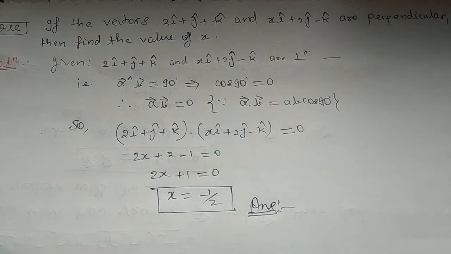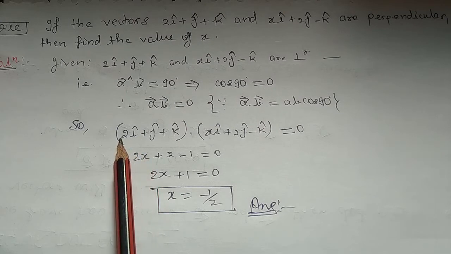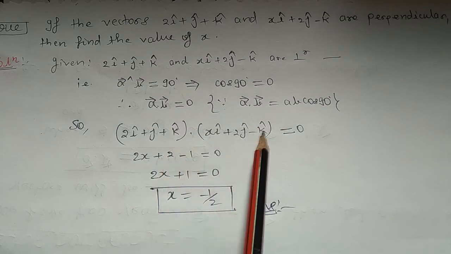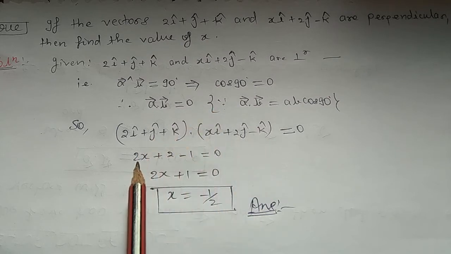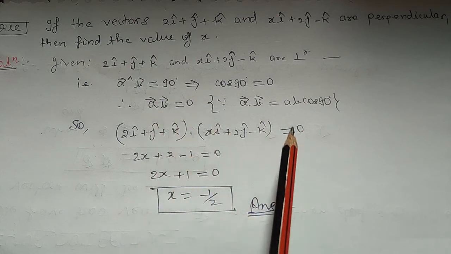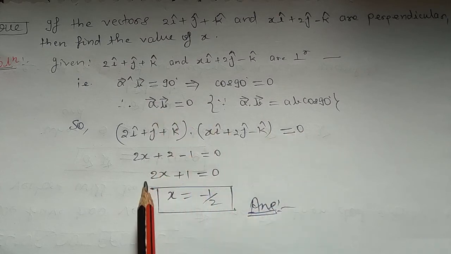Now, since this is the dot product of two vectors, this will become 2x plus 1 into 2 is equal to 2, and 1 into minus 1 is equal to minus 1. So 2x plus 2 minus 1 is equal to 0, because a dot b is equal to 0. So this will become 2x plus 1 is equal to 0. So the value of x is equal to minus 1 by 2. So you can find the answer very easily.